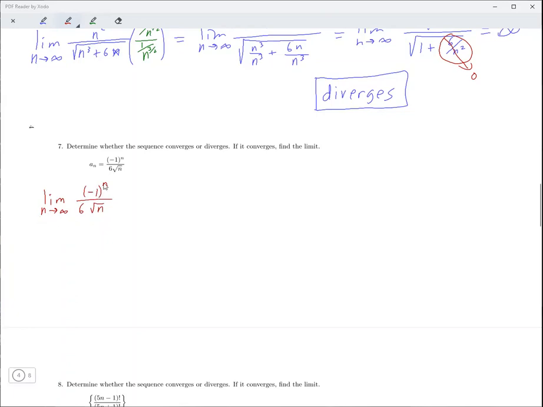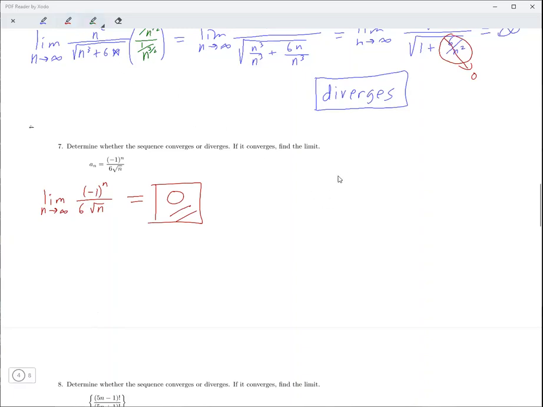Okay, then this top piece is going to fluctuate between -1 and 1, right? But what happens to the bottom? As n goes to infinity, the bottom is going to 0, right? No, I'm sorry. The bottom is going to infinity. As n goes to infinity, the denominator is going to infinity. That means the whole thing will go to 0, because it's going to be a very, very big number on the bottom. Yes, it's going to be 0. That will converge to 0.